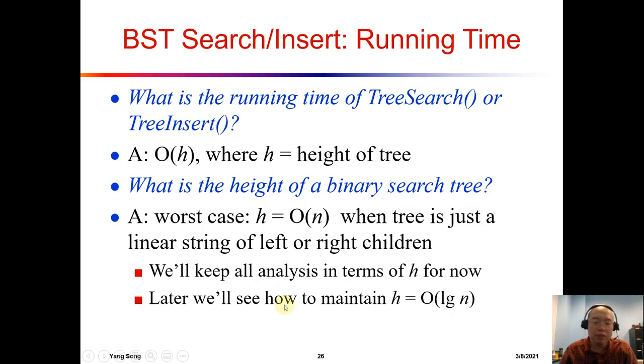And what's the best case? The best case is when this tree is fully grown. It's almost a complete tree, and you can consider the heap structure. If we have that, then the height will be log n, and that is the good case for us. So later, in the next few classes, we are going to talk about how we can maintain a balanced or kind of balanced binary search tree.